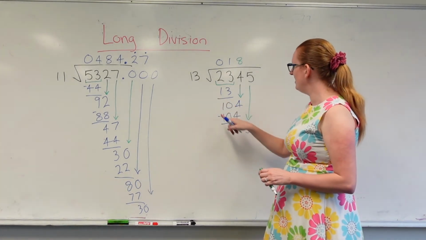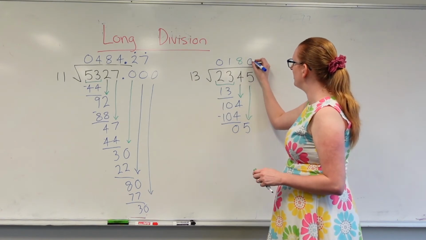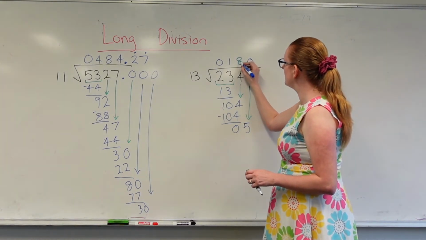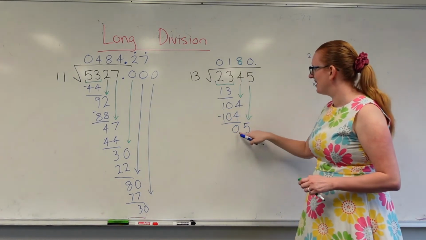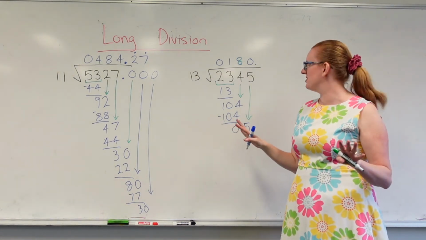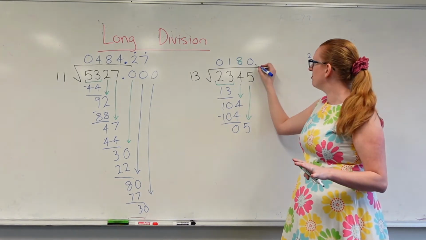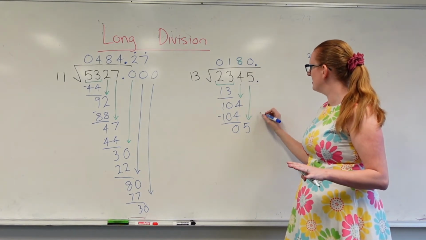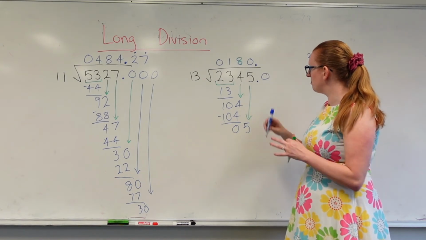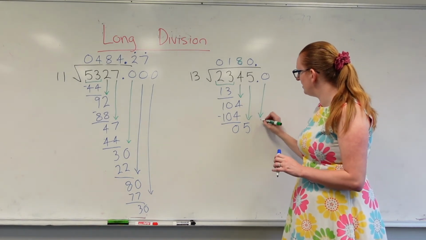So how many 13s go into 5? 0. I'm going to change this to 8. Okay, none. No 13s go into 5. So I've run out of numbers, so I'm going to put a decimal place, and I'm going to put a 0 after it, and I'm going to bring that 0 down to turn this into 50.